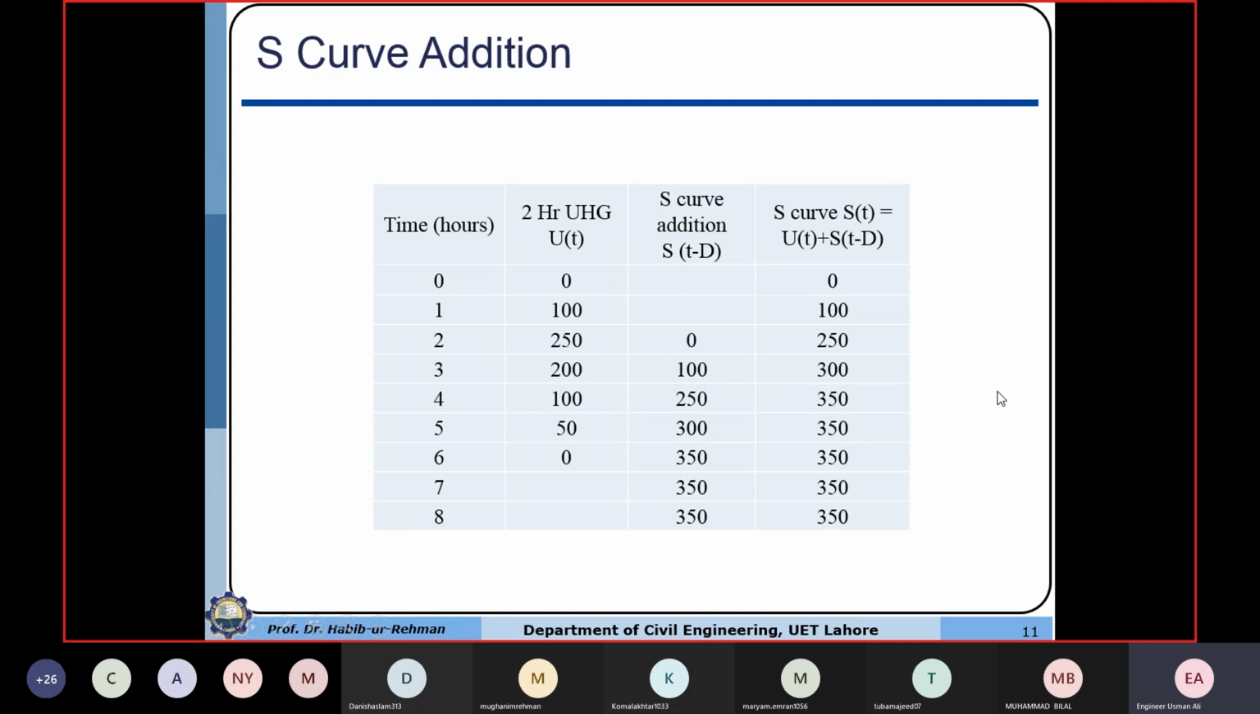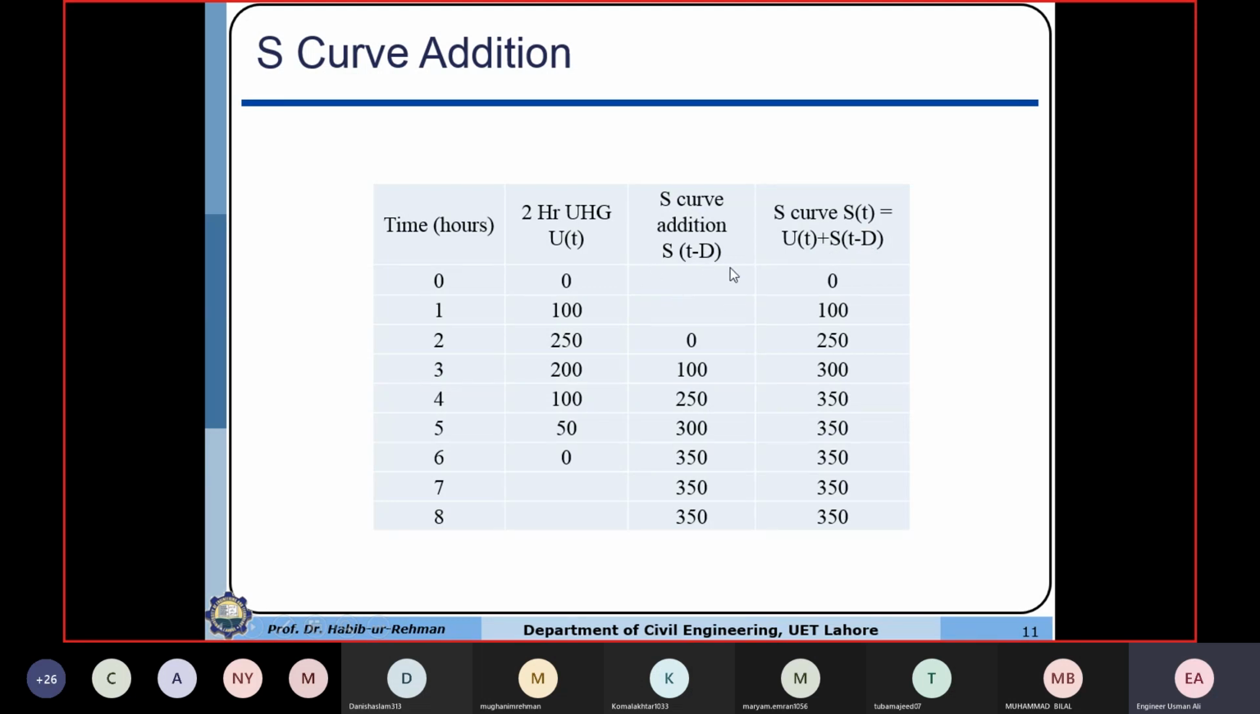Now first of all, we have to see what is the first ordinate of the S curve, that is S0. Putting t equal to 0 over here, S0 is equal to U0 plus S of t minus D. t is 0, D is 2, that is, the duration of the given unit hydrograph is 2. So S of 0 minus 2 is S of minus 2, and S of minus 2 does not exist.